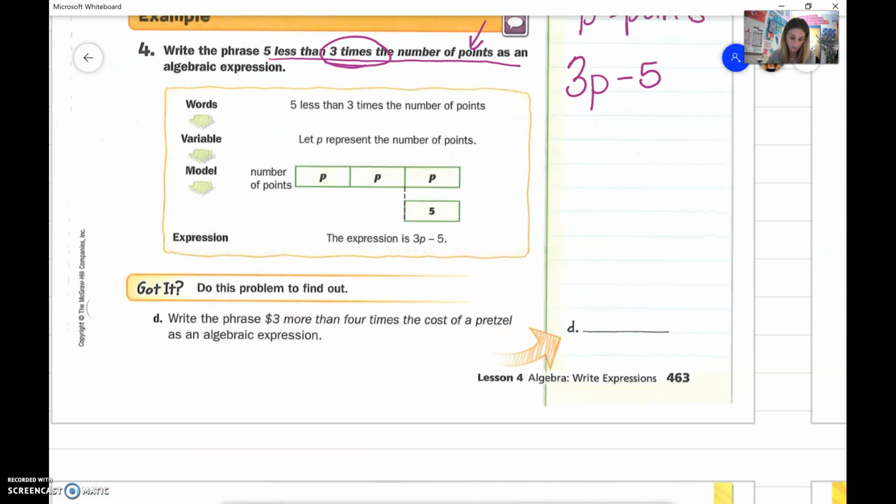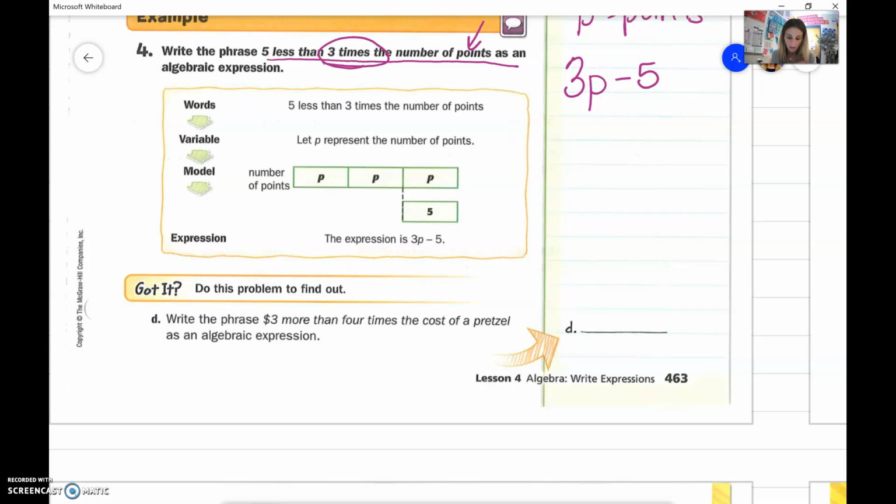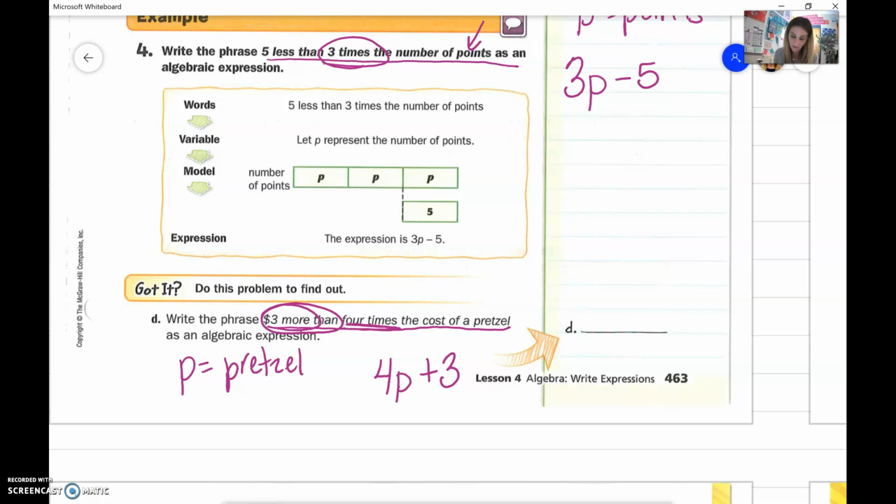All right, let's take a look at this one. It says, write the phrase 3 more than 4 times the cost of a pretzel. So we are going to define the variable. We're going to say P equals pretzel. Okay. And we are doing 3 more than. So that means we're going to be adding 3. 3 more than, so that's plus 3. Which is 4 times the cost of the pretzel. So you would get 4P plus 3.